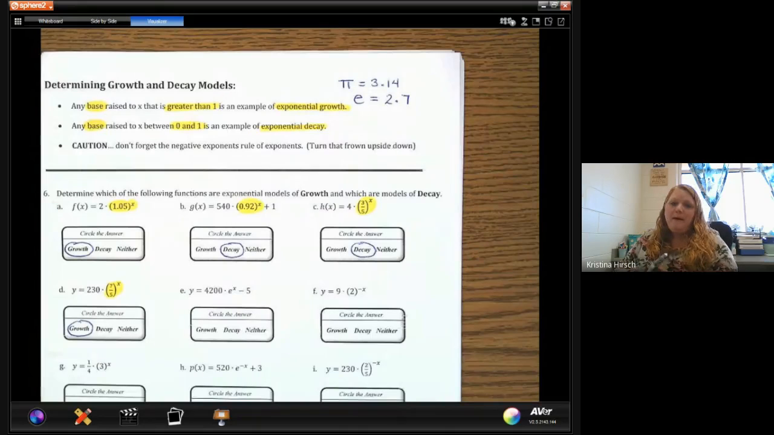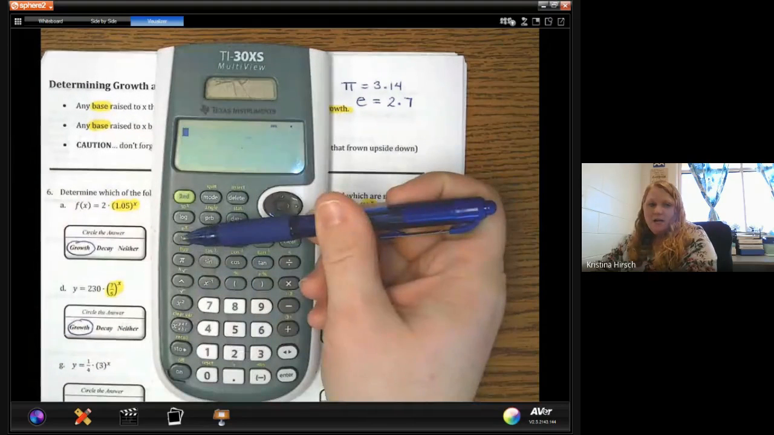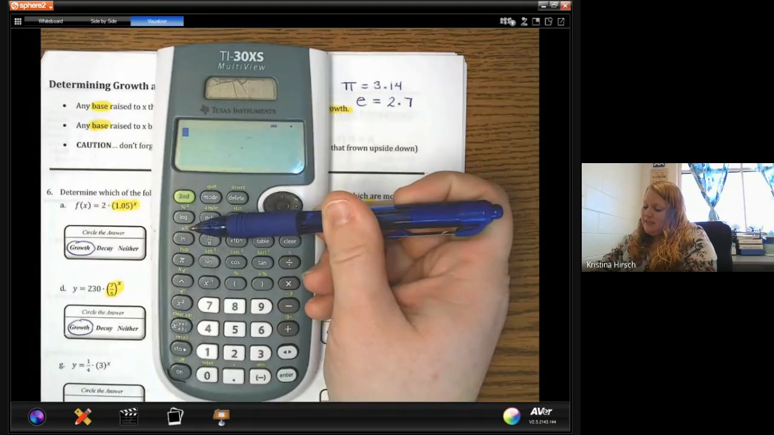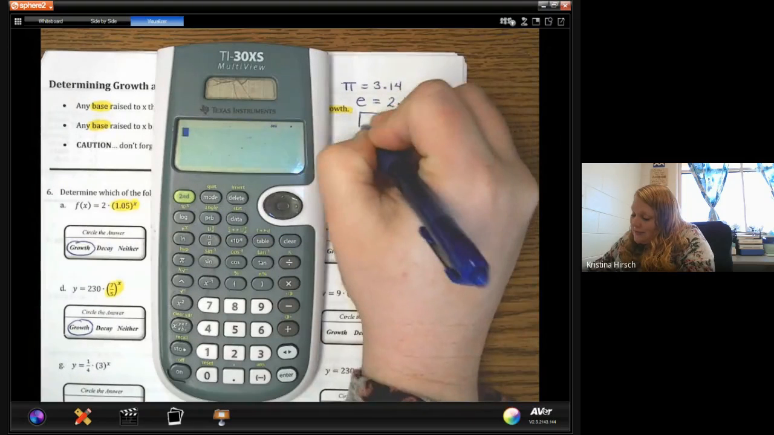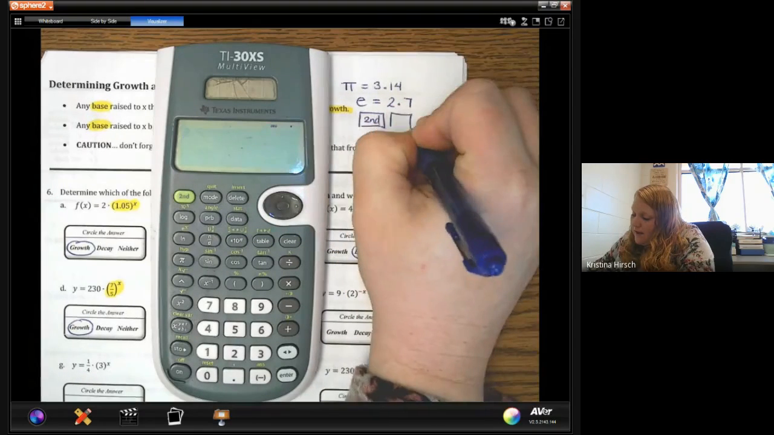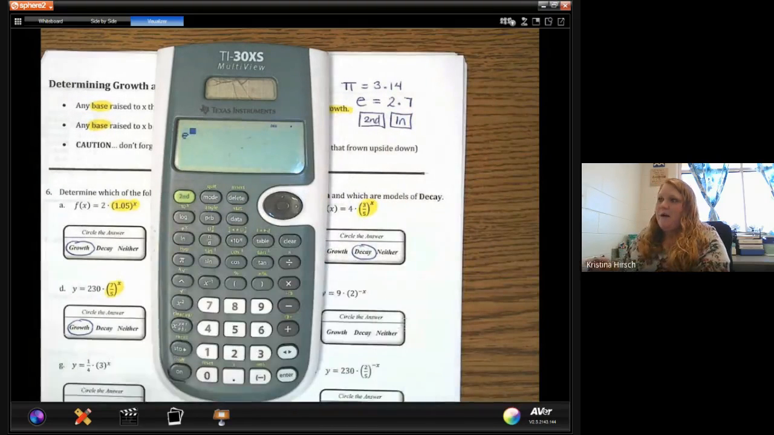There's actually a button on your calculator for it, and the button is right here. See how ln is right here? And right above the ln, it says e to the x. So you get that by typing second ln. All right, so second ln, and you'll notice that it populates an e.